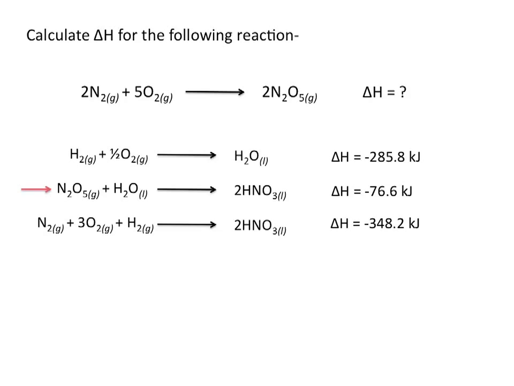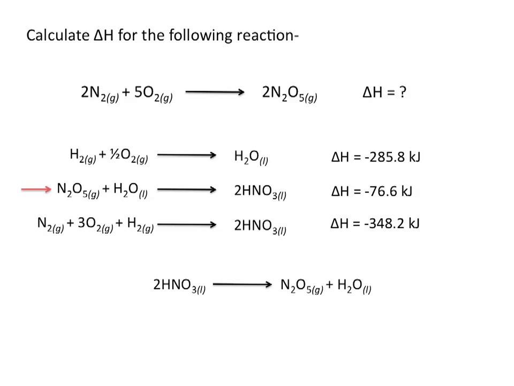And in this case, you can see that N2O5 that's on the product side in our reaction of interest is in only one of the given equations. And you'll see that it's on the reactant side. So the first thing we need to do is to flip this equation around so that N2O5 is on the product side. The other thing we need to do is to multiply this equation by 2 because our reaction of interest has 2 moles of N2O5 on the product side.